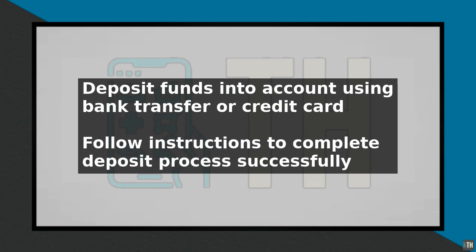To buy or sell cryptocurrencies, go to the Trade section and select the cryptocurrency you want to buy or sell. Enter the amount you want to buy or sell and confirm the transaction. You can also set a limit order to buy or sell a cryptocurrency at a specific price.